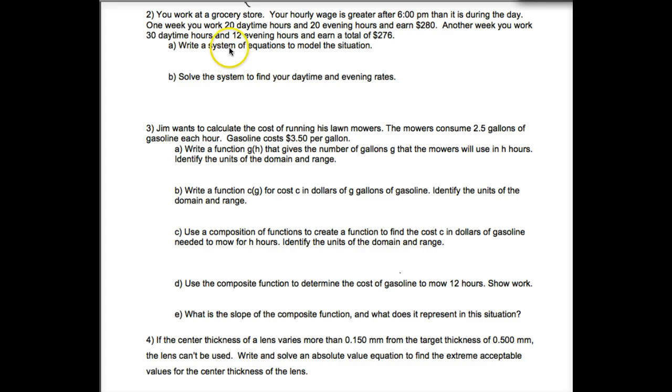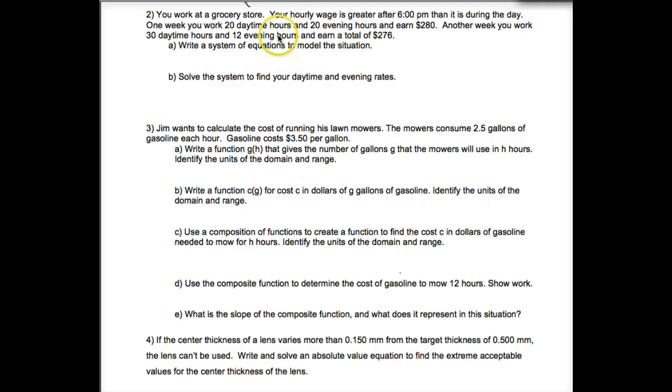It says you work at a grocery store. Your hourly wage is greater after 6 p.m. than it is during the day. One week you work 20 daytime hours and 20 evening hours and earn $280. Another week you work 30 daytime hours and 12 evening hours and earn a total of $276.